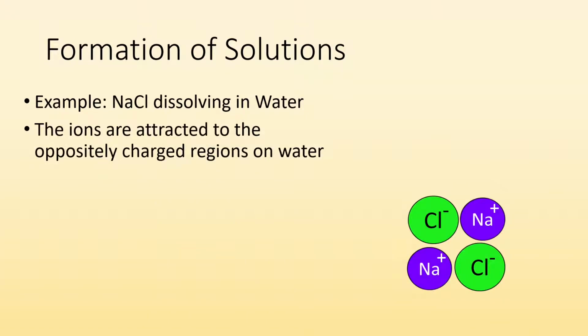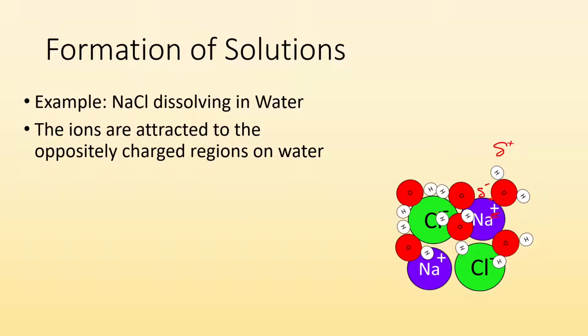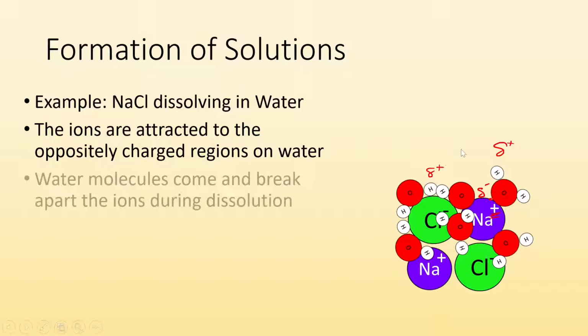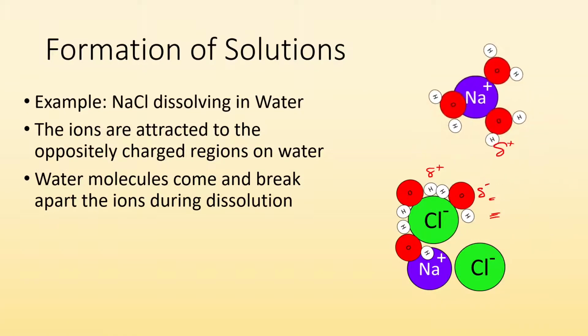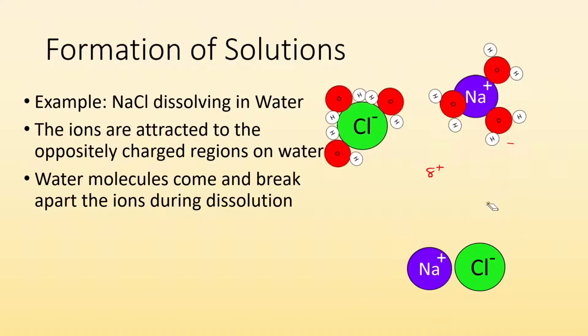Well, the ions in the salt are going to be attracted to the oppositely charged regions on water. So if I'm looking at this water molecule, the oxygen end is going to be slightly negative. The hydrogens are going to be slightly positive. So the oxygen end is going to be attracted to the sodium ion in the salt. And then the chloride ion is the opposite way. Since the chloride ion is negatively charged, it's going to be attracted to the positively charged hydrogens. Now the water molecules are going to come in, they're attracted to those ions, and they're going to break apart those ions from the solid, and that's what's happening when it dissolves, right?